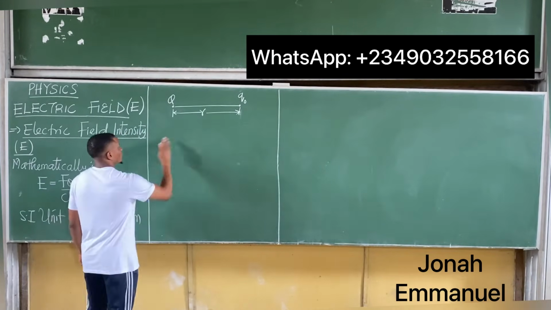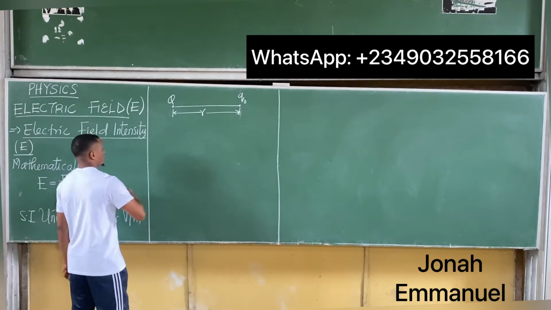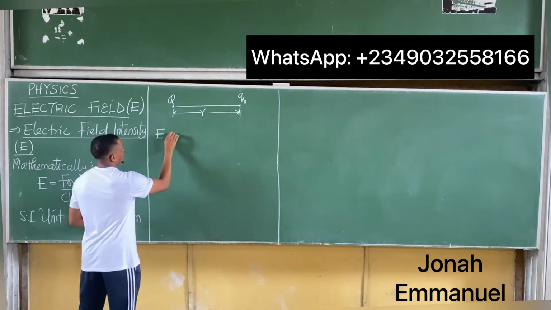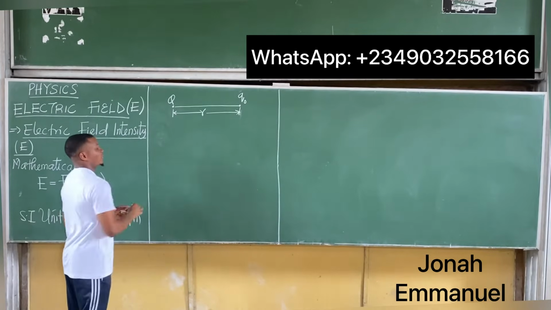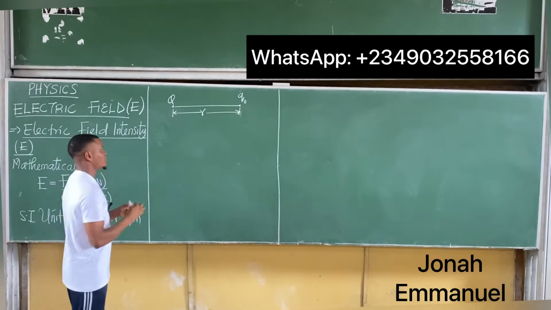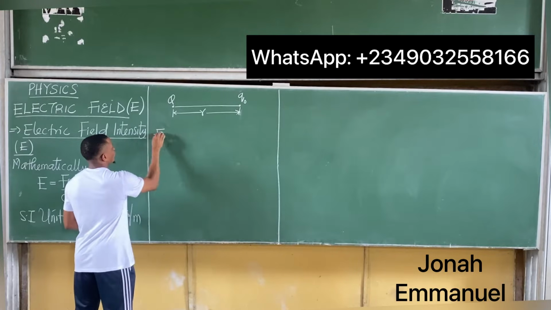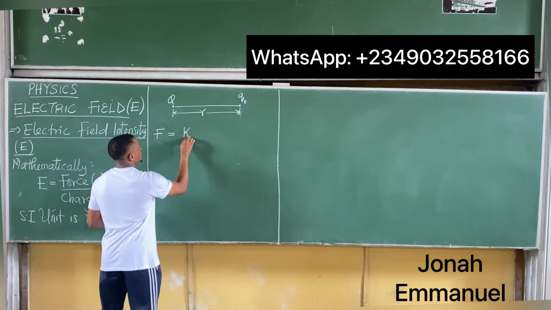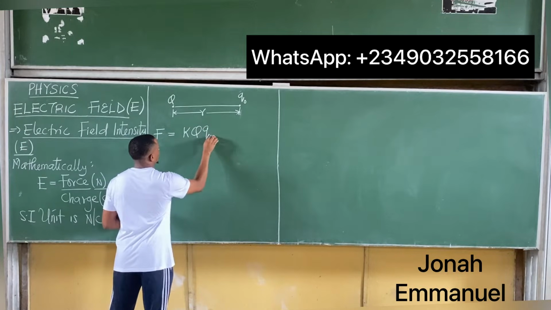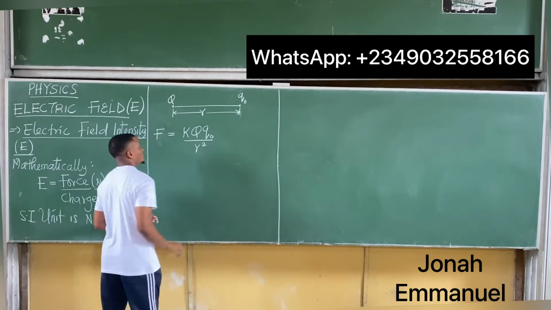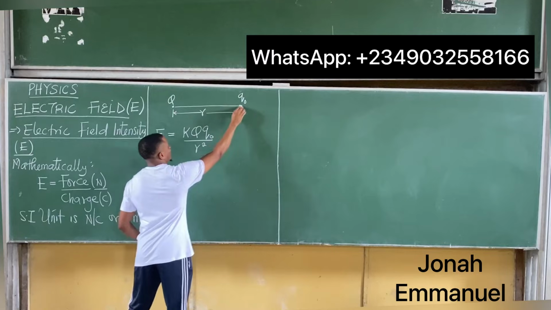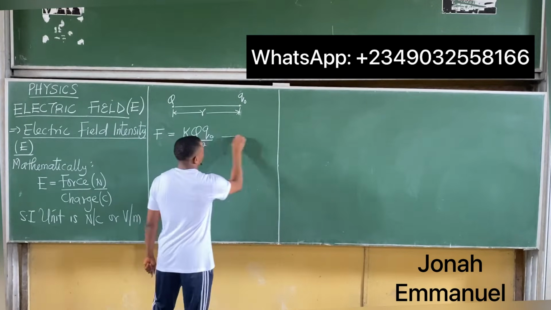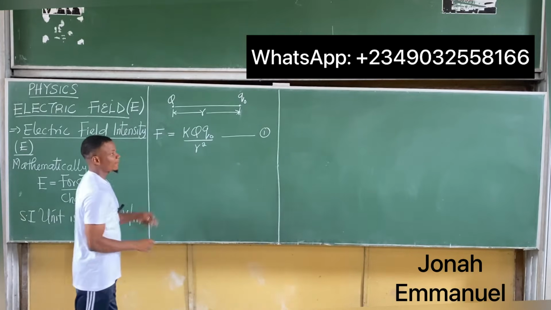Then from Coulomb's law, which talks about the force of attraction or repulsion, the force between the charges is given by F equal to K Q Q naught all over R squared. We said product of the charges and then inverse of square of distance. Call this your first equation.